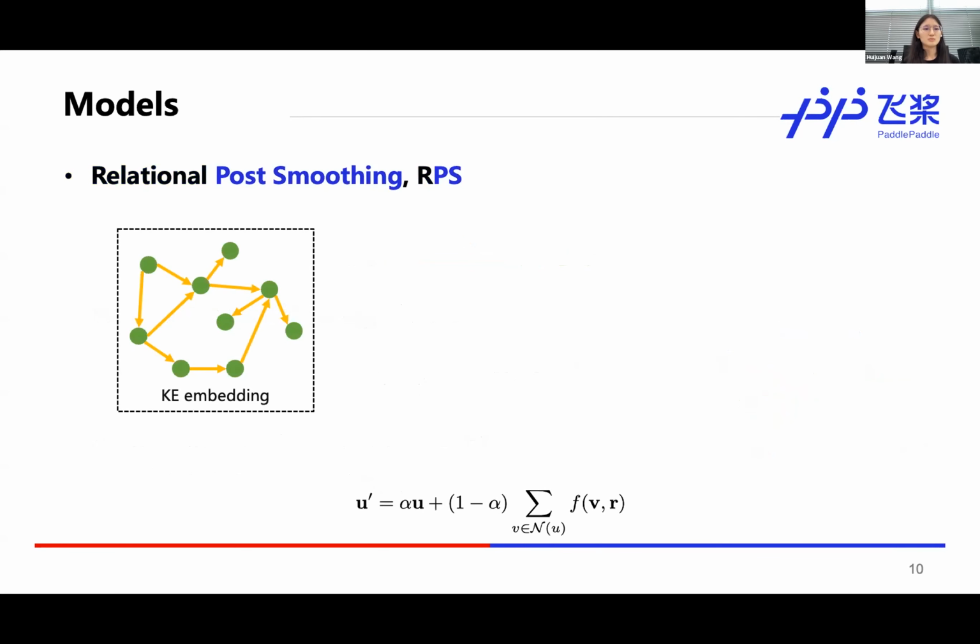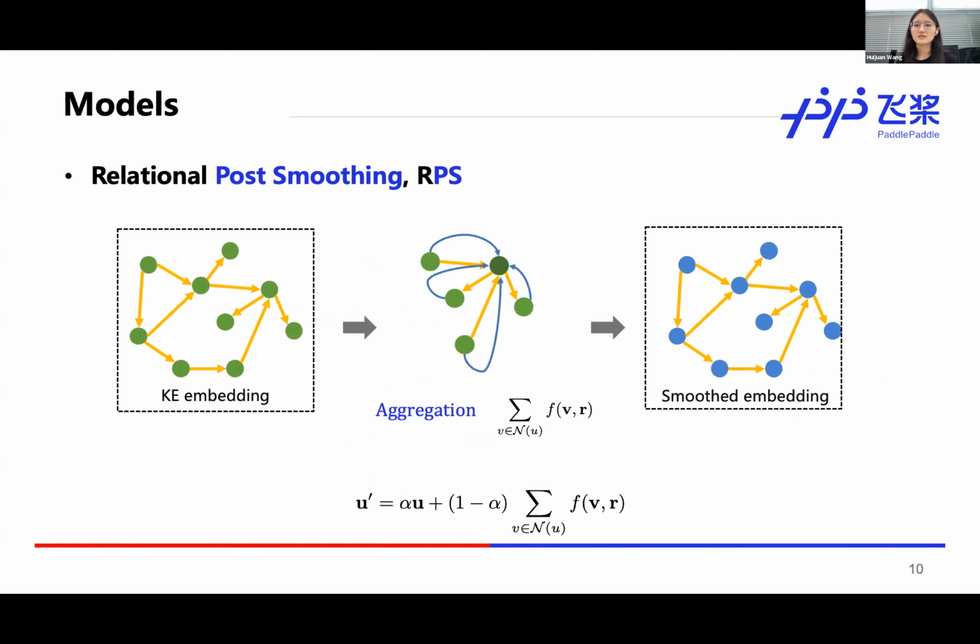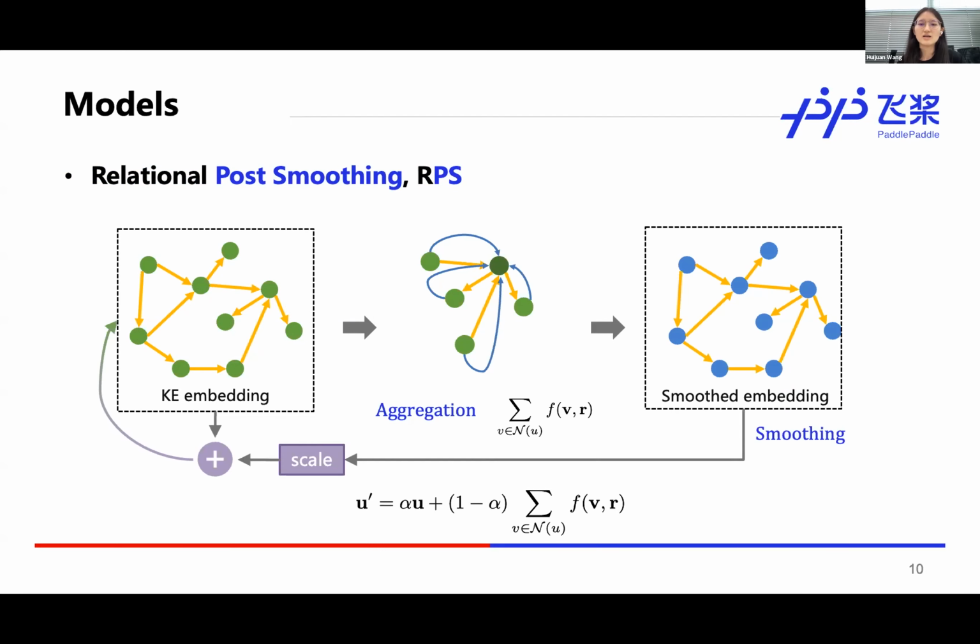And then the proposed relational post-smoothing method, the whole update of it is as follows. Relational messages from neighbors are summed up as smoothed embeddings. Because the original embedding also contains more training triplet information, we use a scalar factor to make a weighted aggregation. Such a process is summarized as the formula.